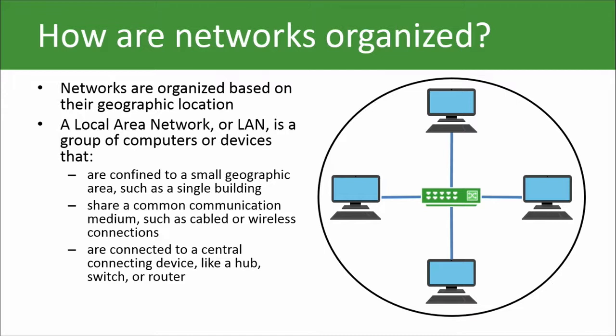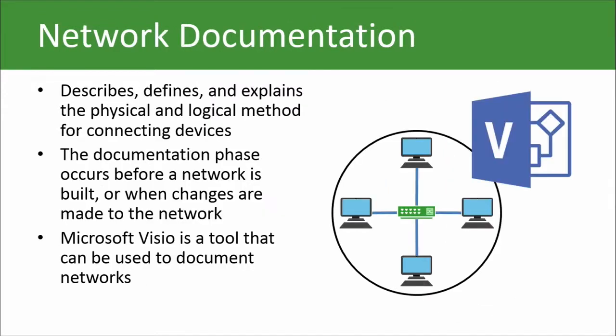A local area network or a LAN is simply a group of computers or devices that are featured in the same small geographic location, right? So like a school or a small office. They all share a common communication medium. So, you have cables like we talked about earlier, or also wireless connections. They're also connected to something called a central connecting device, which we'll detail here in a little bit. Those can be hubs, switches, or routers. All devices that are very important to learn about.